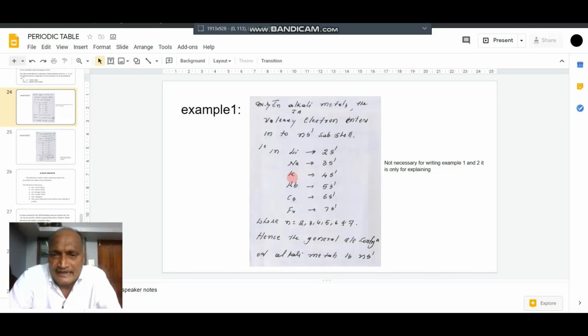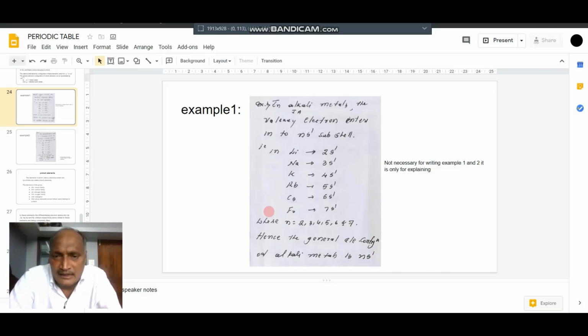Likewise, potassium has the configuration 4s1, rubidium has a valence shell configuration of 5s1, cesium has a valence shell configuration of 6s1, and francium has a valence shell configuration of 7s1.